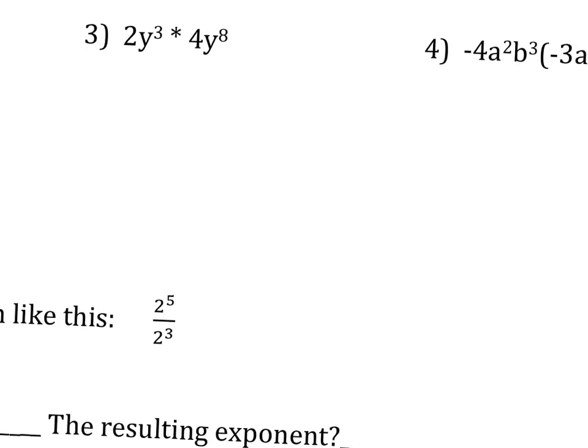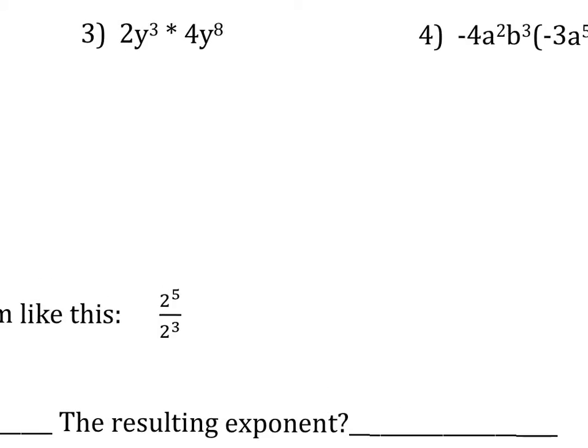Thirdly, we're going to have 2y cubed times 4y to the 8th. Now, when we have coefficients in front of our exponents, we need to multiply those first. So that gives us 2 times 4, which is 8, times y to the 3 plus 8 power, which is 11. So 2y cubed times 4y to the 8th is 8y to the 11th.